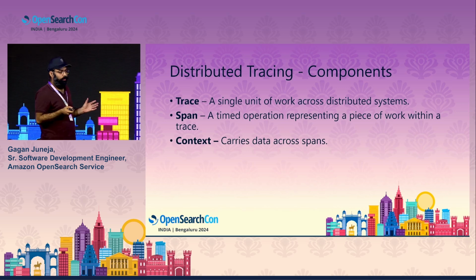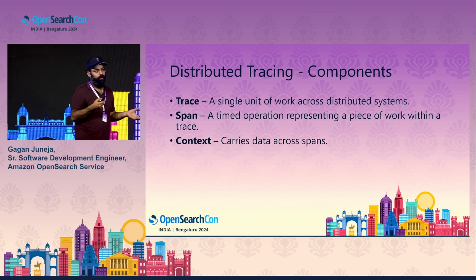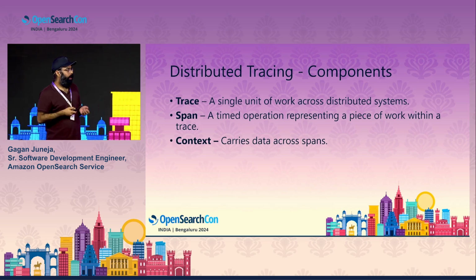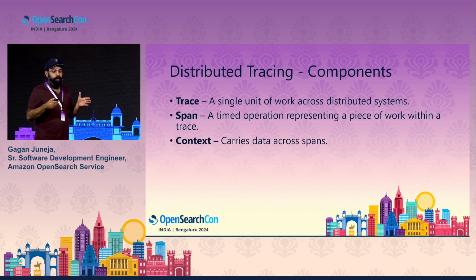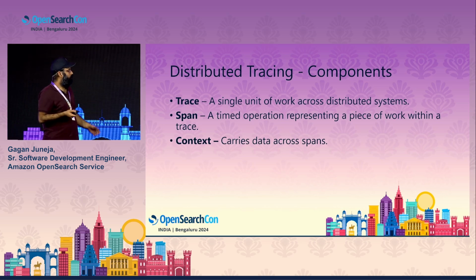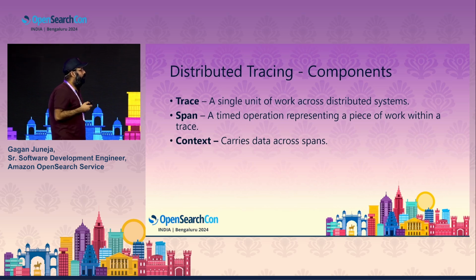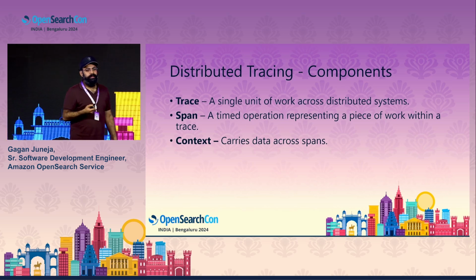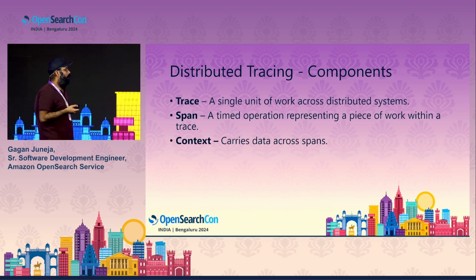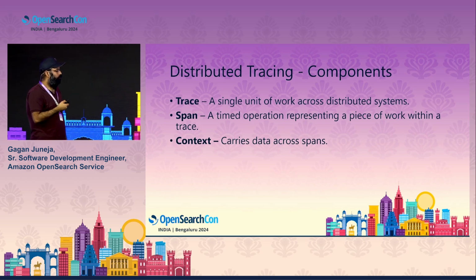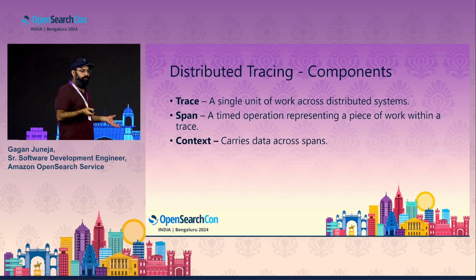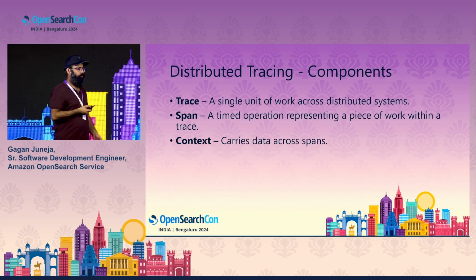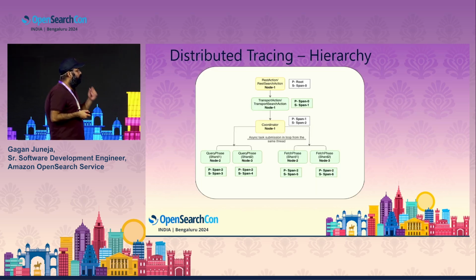The span is a logical smaller unit of work within that trace. It could be the query phase, or the fetch phase, anything, and all these spans can make a tree and become a trace. To carry forward the trace information, the trace ID, and a couple of other attributes, we use the context. For OpenSearch specifically, we are piggybacking on the thread context that OpenSearch offers.